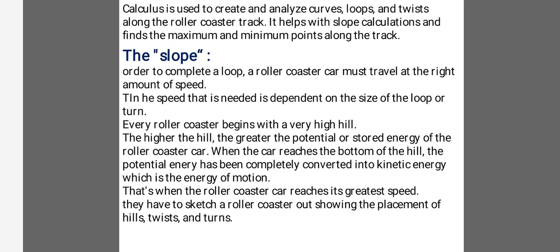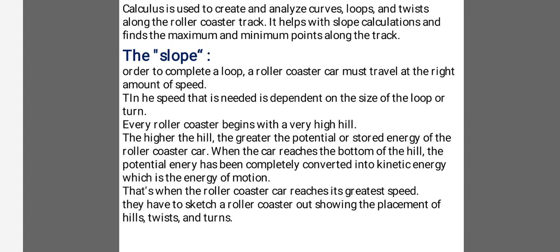A roller coaster car must travel at the right amount of speed. The speed that is needed is dependent on the size of the loop or turn. Every roller coaster begins with a very high hill. The higher the hill, the greater the potential or stored energy of the roller coaster car. When the car reaches the bottom of the hill, the potential energy has been completely converted into kinetic energy, which is the energy of motion. That's when the roller coaster car reaches its greatest speed.